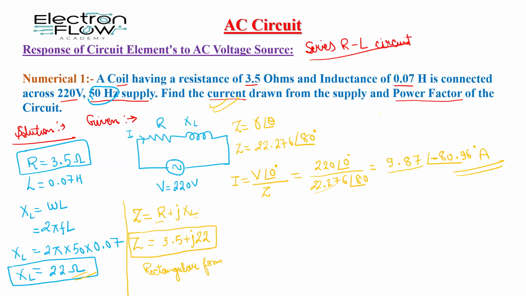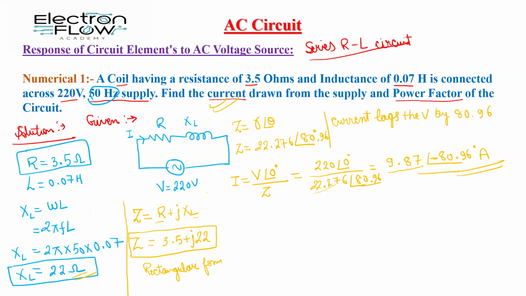Next, looking at that angle, which is minus 80 degree, we can say that the current lags the voltage V by 80.96 degree.